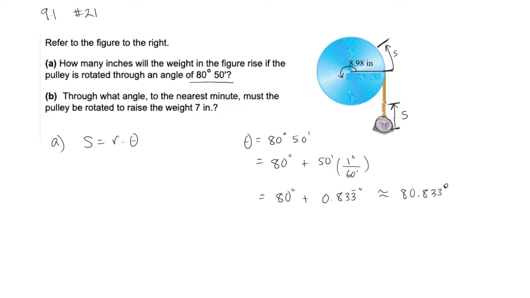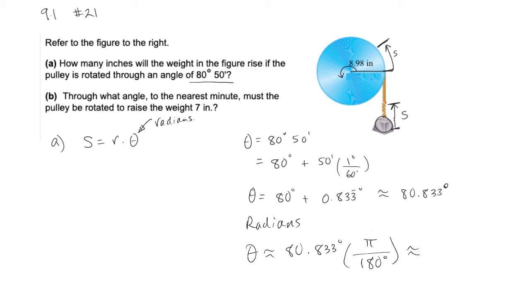But to go into this formula, we need radians. Okay, so here we go. Our angle, now we're going to convert to radians. Okay, so we've got 80.833 degrees. We want to get rid of degrees. That's the same thing as 1 pi radians over 180 degrees. So our angle is now approximately 1.41 radians. Okay, so now this can go in for our angle.